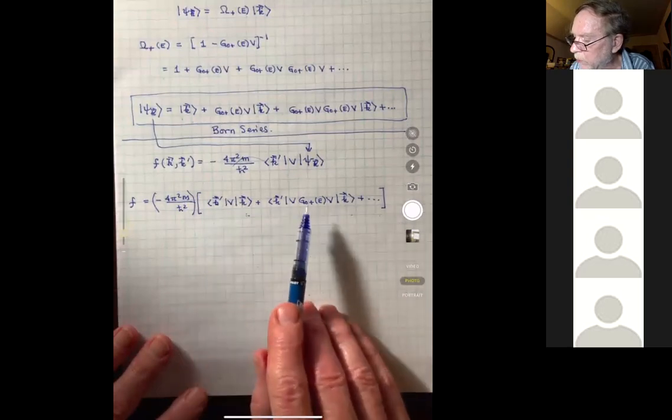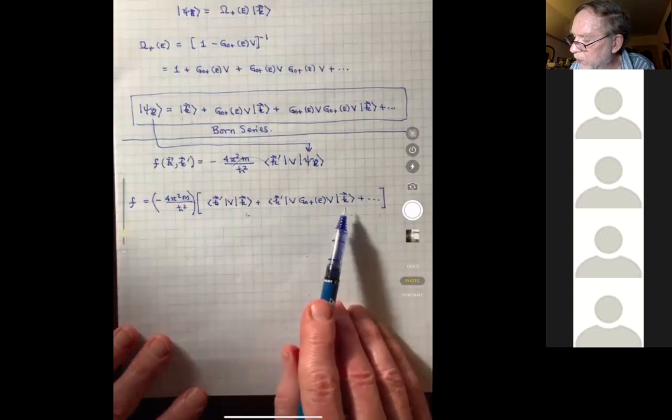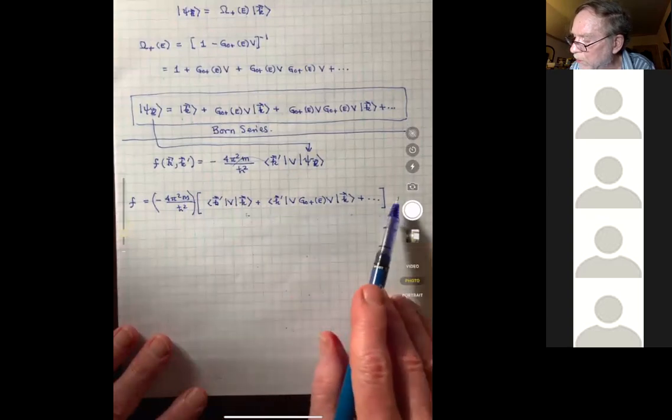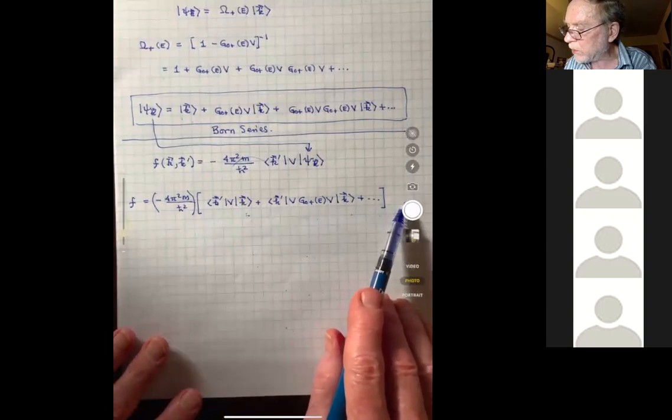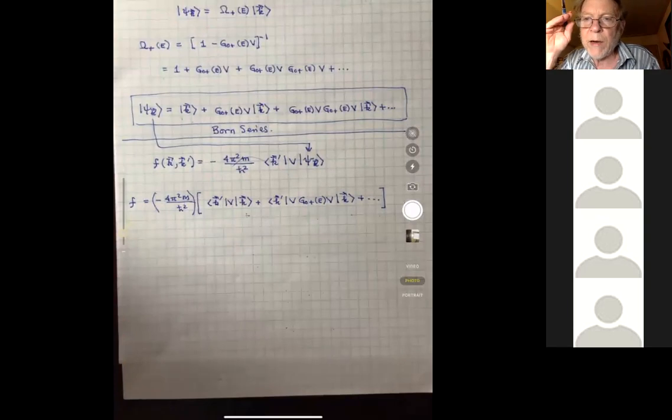But there are correction terms where we have V, G0, V. The next one would have V, G0, V, G0, V. It would have 3 V's and 2 G0's. That would be the term that's cubic in the potential, and so on. So here you see the expansion of the scattering amplitude in powers of the potential.